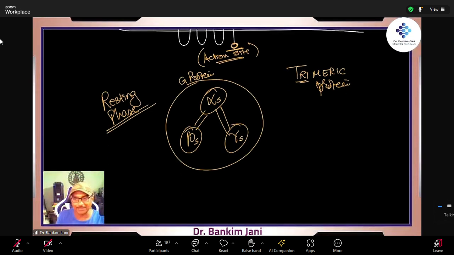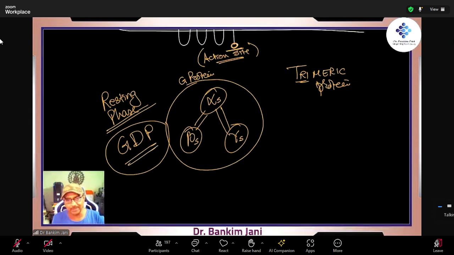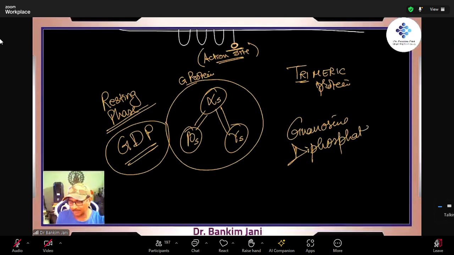This entire thing is like a story, and you'll love it. It is connected with GDP, guanosine diphosphate. When GDP is attached, they are like poor people who say, "We don't have to do anything, just sit quietly." They are not doing anything. So this is the resting state.